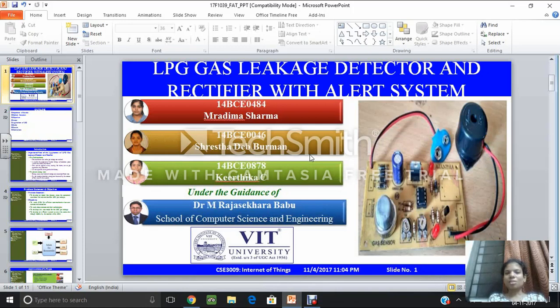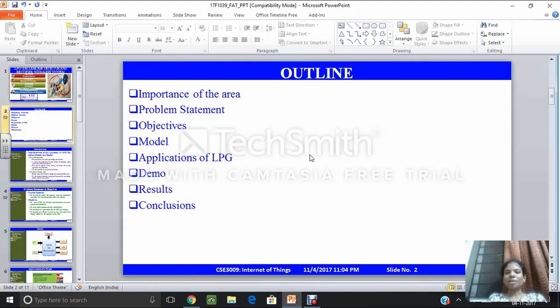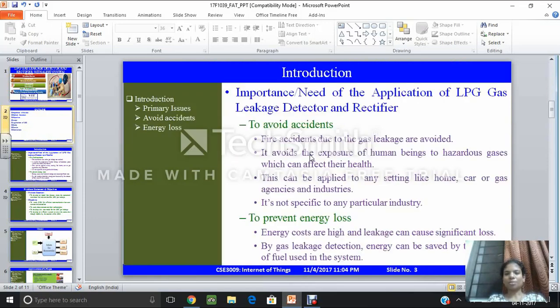This is a project we are going to talk about. I'm Keerthika, and these are the outlines of this presentation. This is the importance or need of the application of LPG gas leakage detector and rectifier.